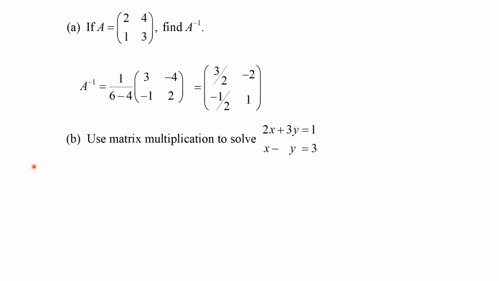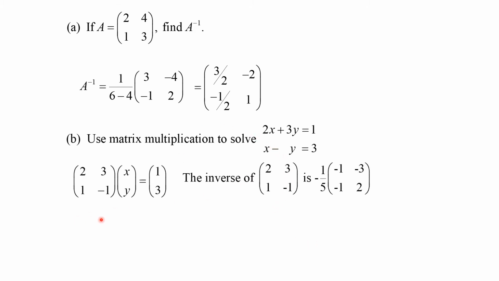And next, for example, if you need to use matrix multiplication to solve this set of linear equations, how do you write this in augmented form? We can write this in equation form: 2, 3, 1, -1, times x, y, equals 1, 3. When you expand this, you will get back the 2 by 2 system of equations. So how to solve this? You need to find the inverse of this matrix and multiply it with 1, 3.